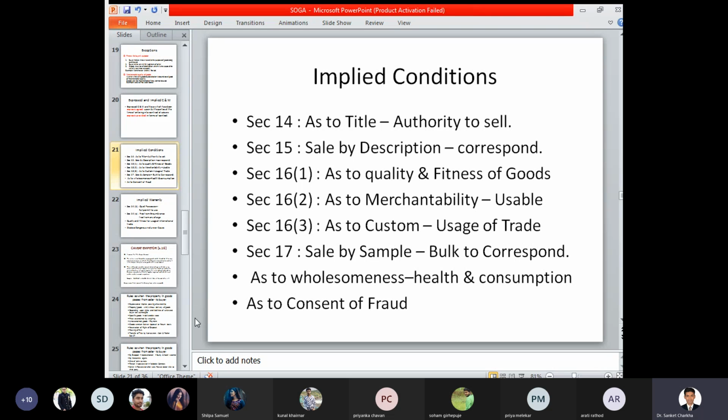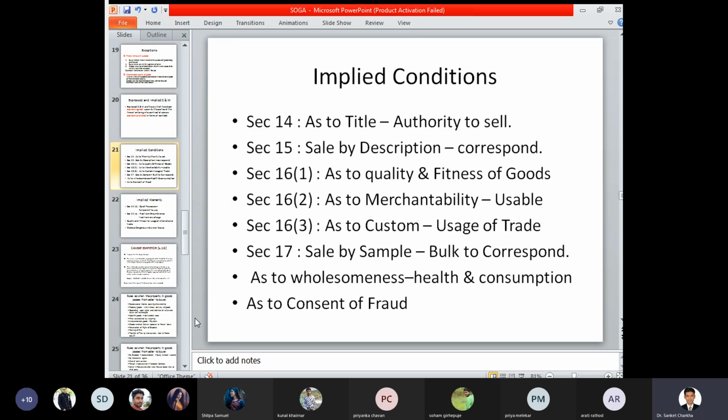So implied condition, it is always an implied condition on the term of the buyer that the seller has a title to sell those goods and services. Whenever we go to a particular store and purchase any goods and services, we do not ask the seller whether these goods belong to you only or whether you have stolen them from somewhere. What do we assume?